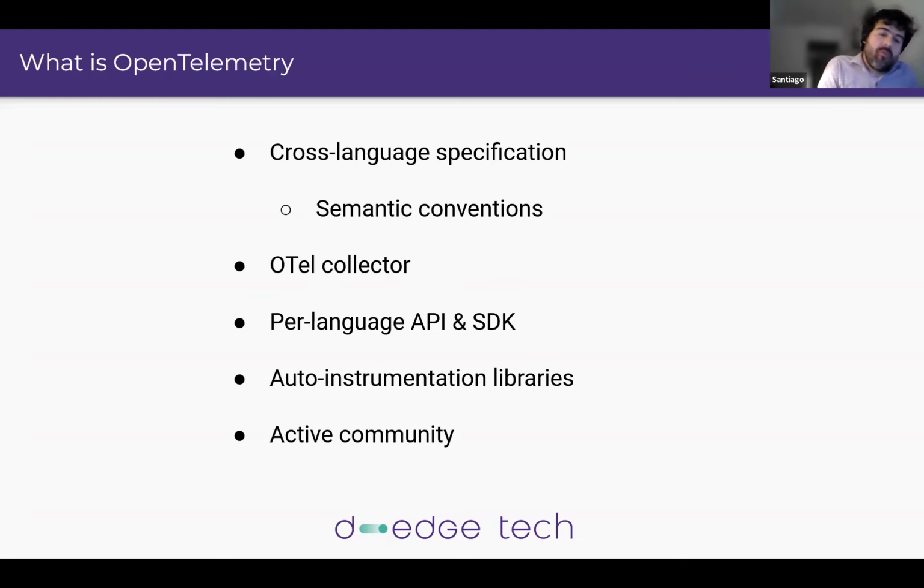OpenTelemetry also provides a collector. They call it the OpenTelemetry Collector, and it facilitates the deployment and collection of data, and also the scaling, because when we ship that to production, you will be receiving a lot of data. So you need to scale that part of your infrastructure.